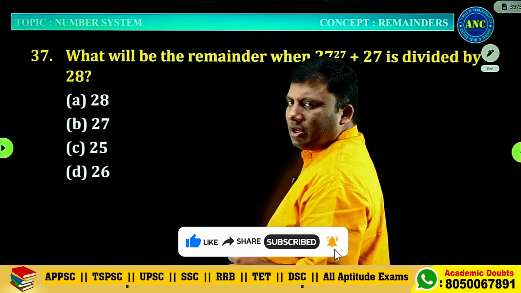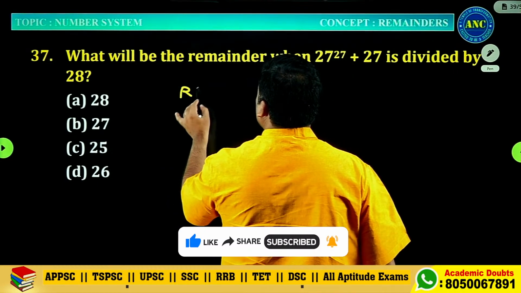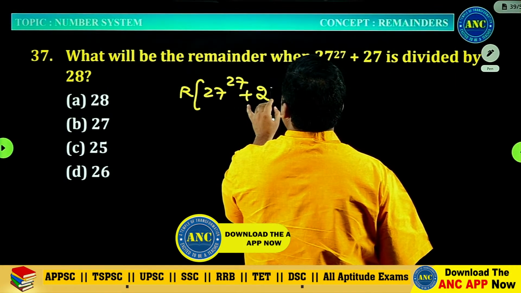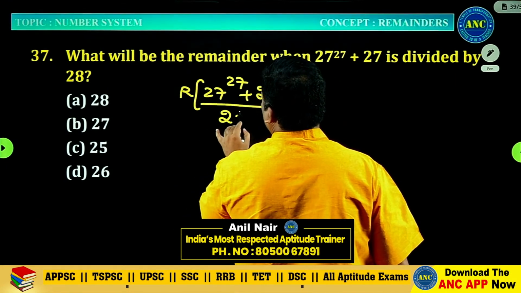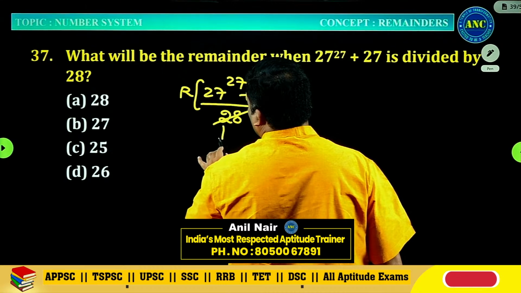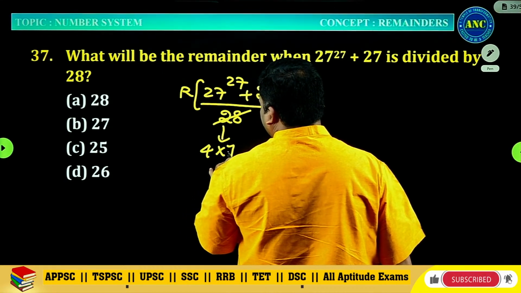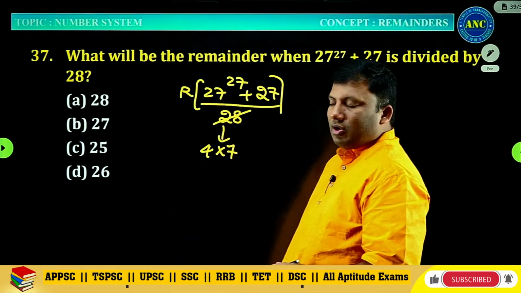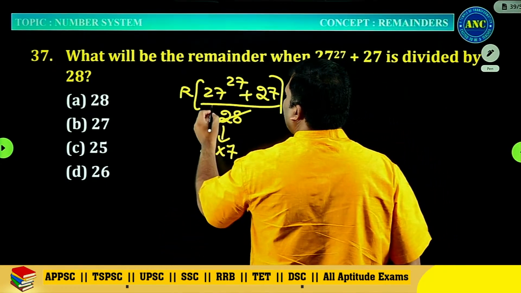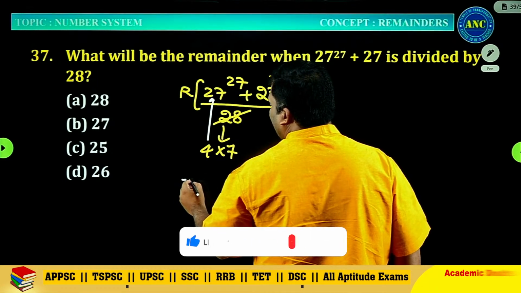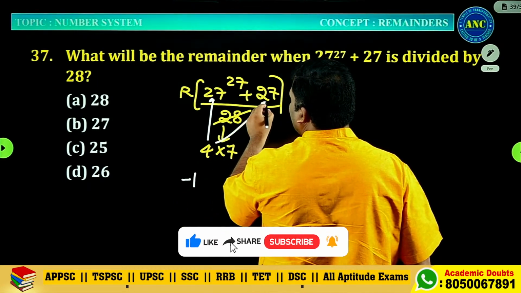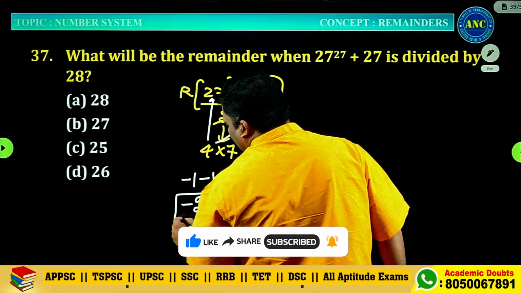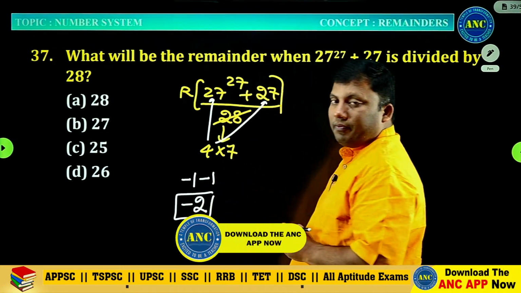Now you only tell me, sir. 27 power 27. I am only looking at the Chinese remainder theorem where the denominator is a composite number. It is 28. 28 is 4 into 7. Yes or no? Check it out. 4 sevens are 28, minus 1 power odd, minus 1. Answer when divided by 4 should give a remainder of minus 2.